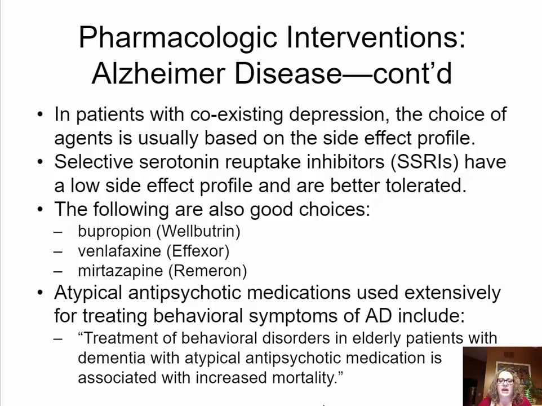including if they have coexisting mood disorders like depression, in which case the prescriber will be concerned about side effects. Selective serotonin reuptake inhibitors have a lower side effect profile than tricyclics or MAOIs, so they're better tolerated, particularly Wellbutrin and Effexor. And a lot of times you'll see Remeron used as an adjunct at bedtime, which will also help with sundowning syndrome, helping the patient to sleep.